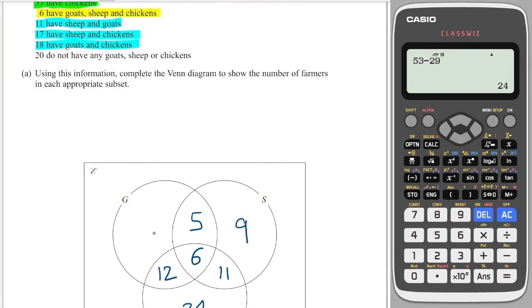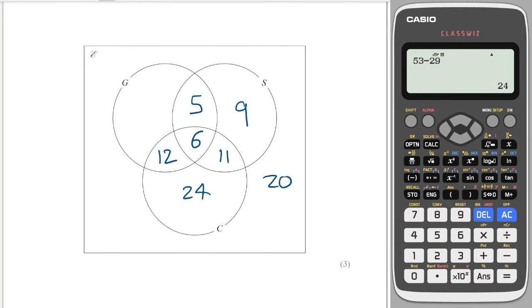And we are not told about the goats, but we're going to have to work that out ourselves once we know that 20 don't have any at all, so 20 goes on the outside. There's 100 in total, so the only subset which is not filled is the just single goats. So we have to do 100 minus 20, 24, 11, 6, 12, 5 and 9. So what's left over is 13 to go in the just goats section.